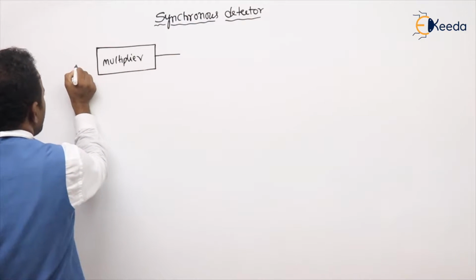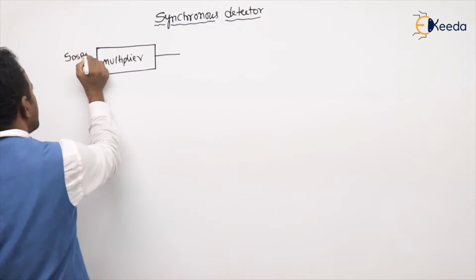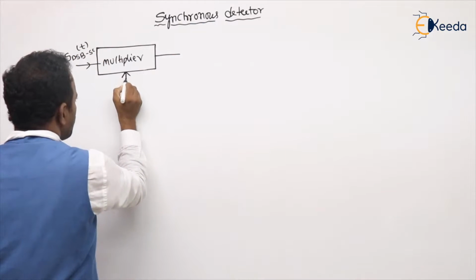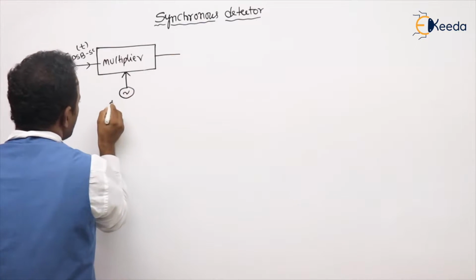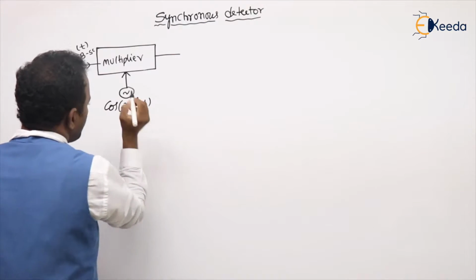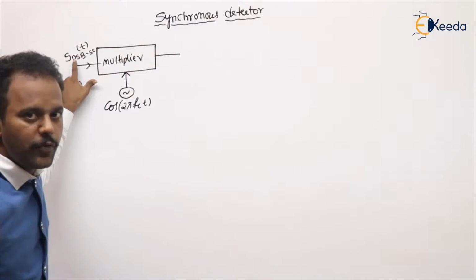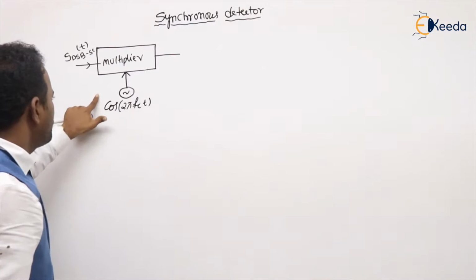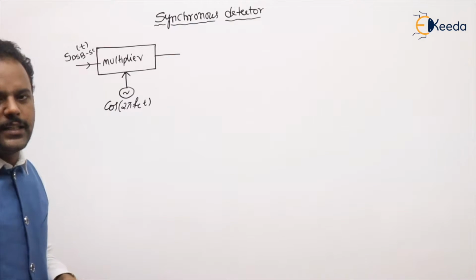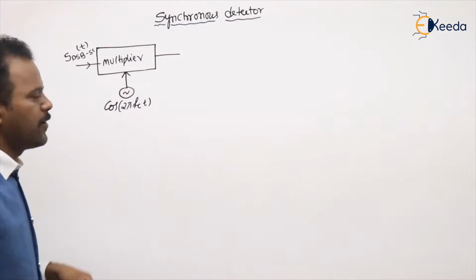What is one input of the multiplier? One input is the DSBSC signal, the modulated signal. What is the other input? We take it from the local oscillator, which has the same frequency and phase as the received DSBSC signal carrier. No need for the same amplitude. Generally, on the transmission side amplitudes are more, and on the receiver side amplitudes are less. So, no need for the same amplitude. That's why it is written cos 2 pi fct.